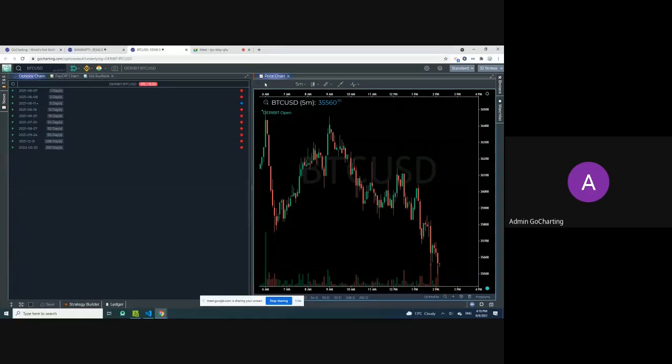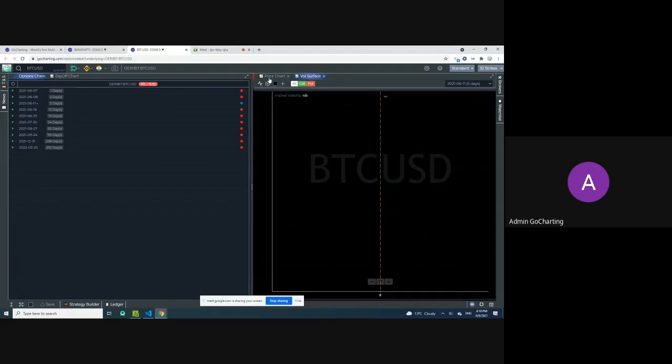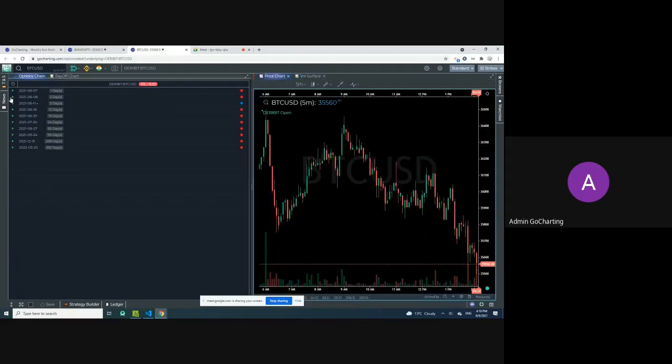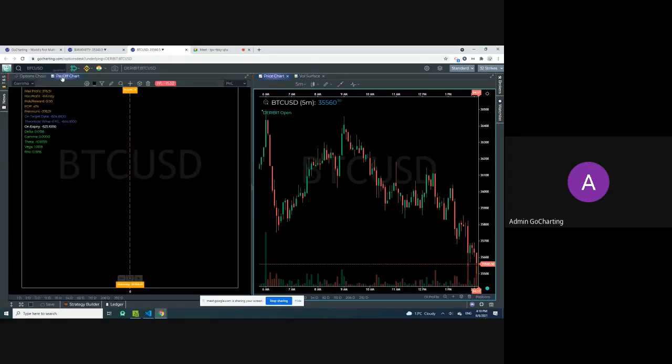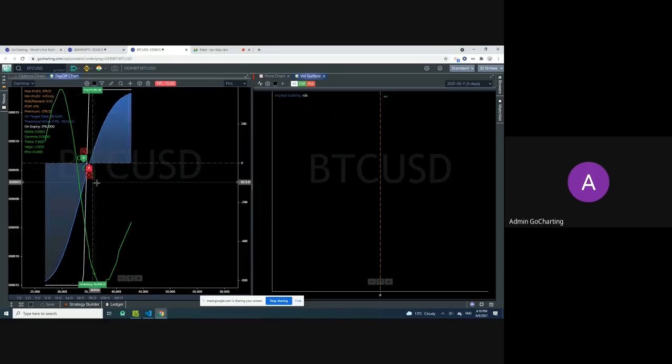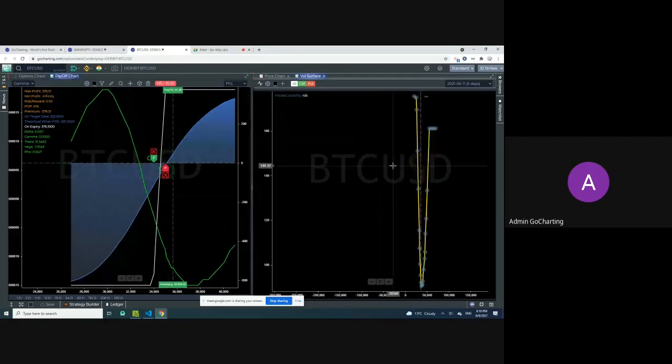Okay. If you wish, you can also add more tabs to it. So for example, I can take this volatility surface and drag it and place it here in the tabs. Now on the left hand side, you have the options chain and the payoff chart, right? And on the right hand side, I have the price chart and the volatility surface, right? Any questions?